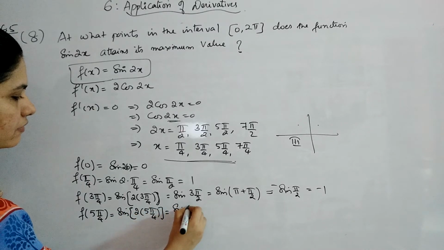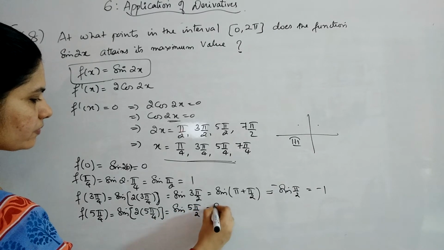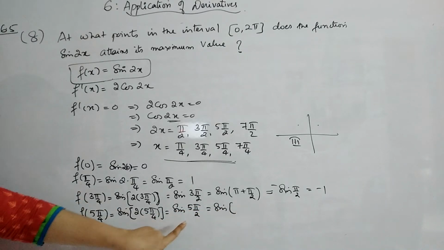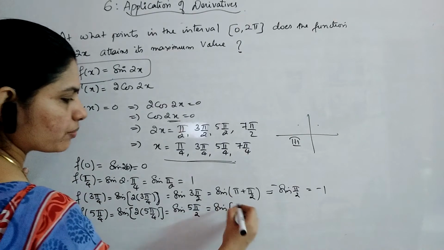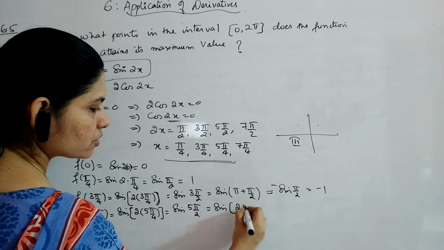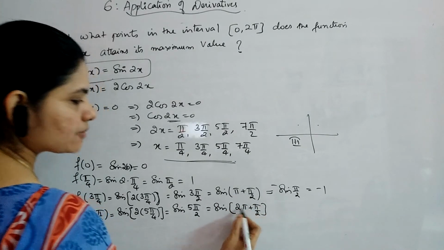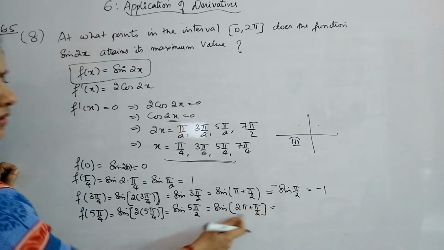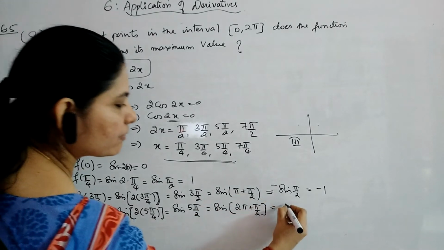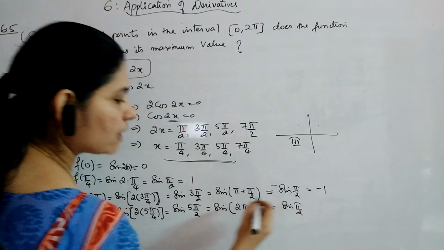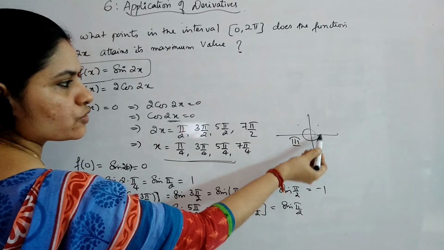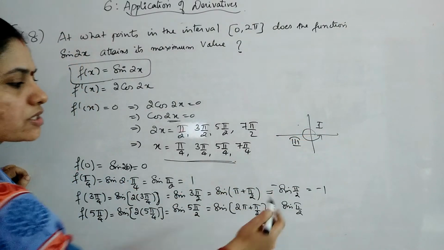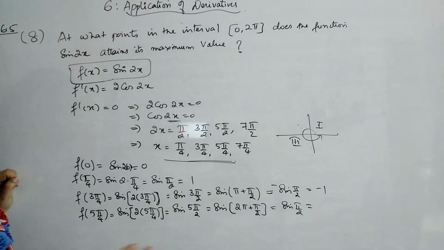Next is f of 5 pi by 4, which is sine of 2 into 5 pi by 4, which is sine 5 pi by 2. Again, this can be written as 2 pi plus pi by 2, an even multiple of pi. So this will give you sine of 5 pi by 2, but you have to check in which quadrant it is lying. 2 pi plus means it will come in the first quadrant. In the first quadrant sine is positive, so it will be sine pi by 2 alone. So you are getting the value as 1.